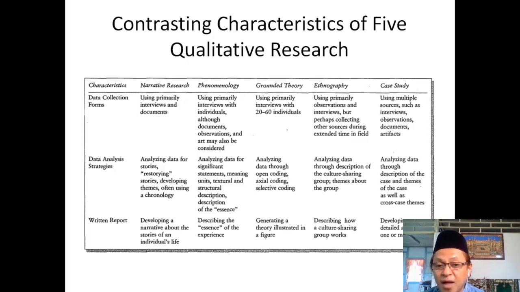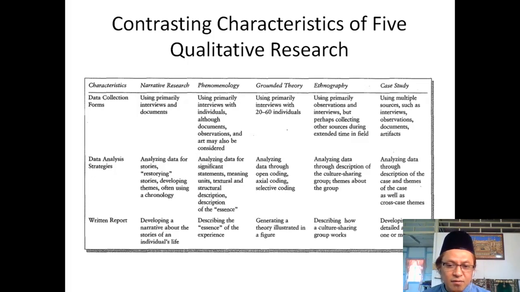Not necessarily documents, it can be any form of artifact that is related to the people. Okay, it can be an object, a piece of writing, a photo, a voice recording, a video. Any form of artifact, any form of evidence that is attached to the individual, you have to review them. Okay, so these three forms of data collection are very dominant in qualitative research. In fact, you have to use all three forms of data collection.